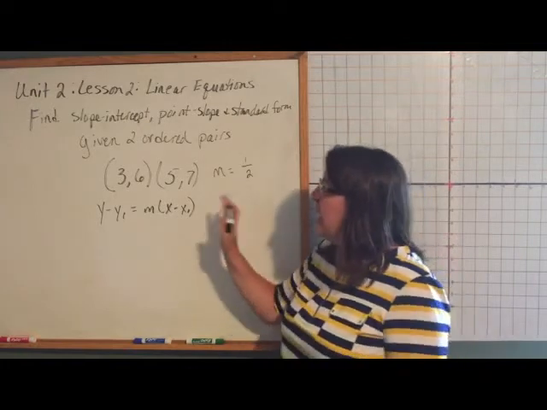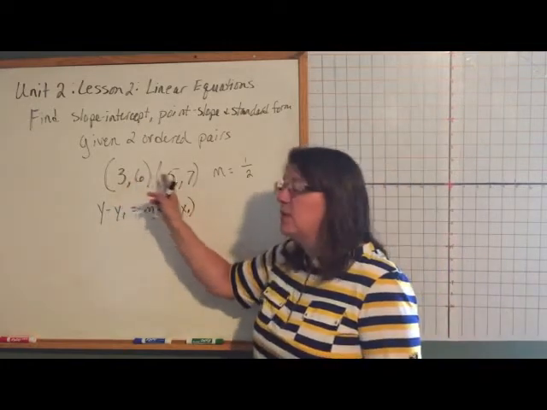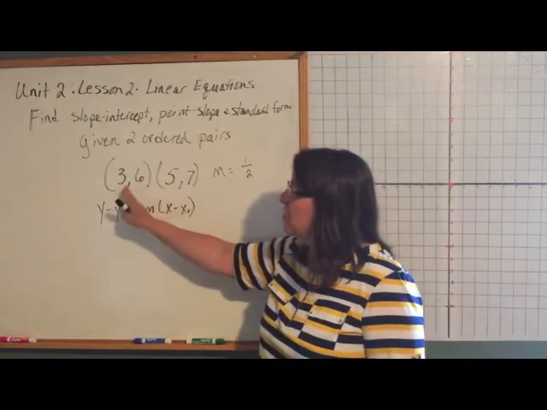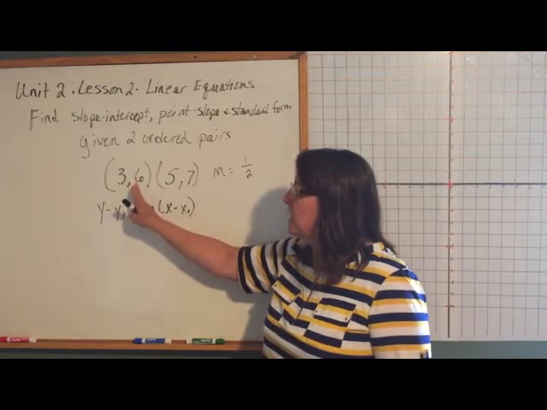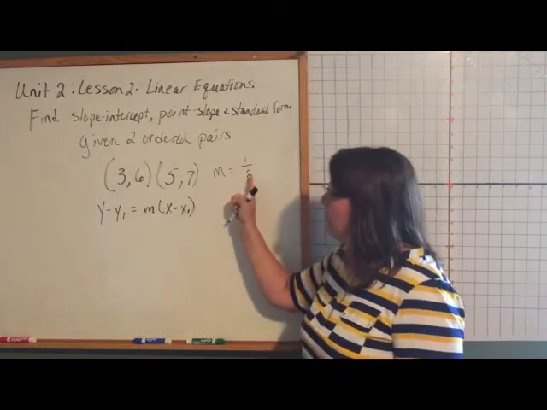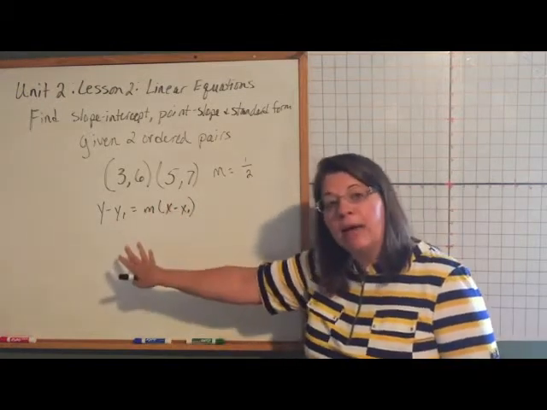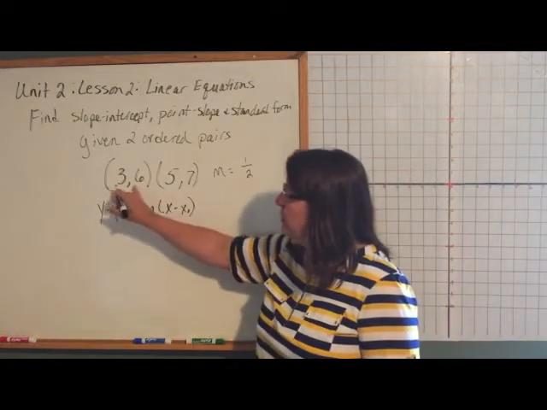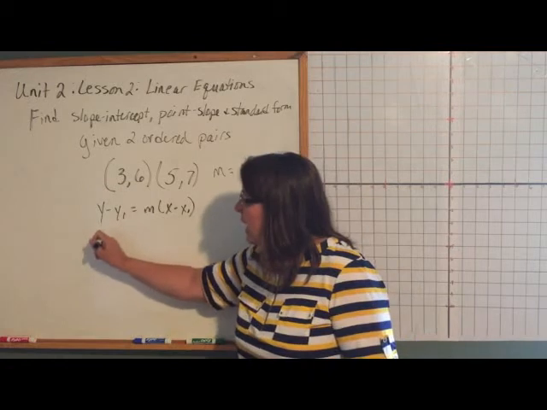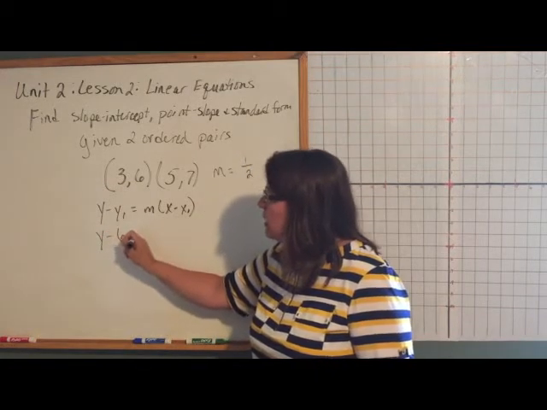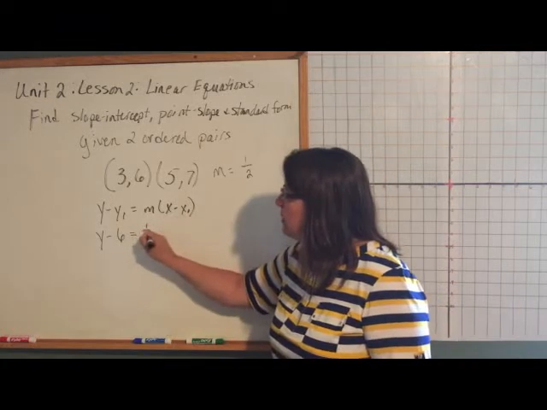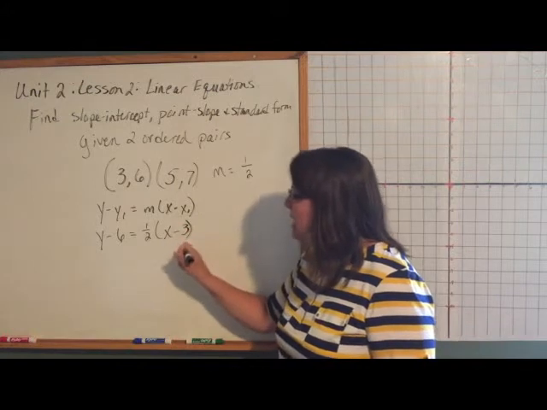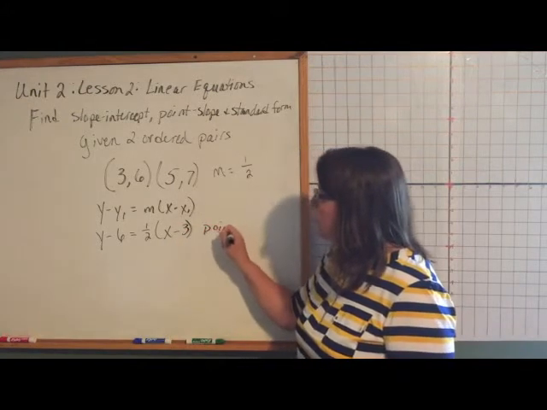So if I do that, at this point you can pick either one of these ordered pairs. It doesn't matter a bit. You can pick either one of them, plug that point in for x1, y1, and I'm just going to choose the first one. We have the slope to plug in, and then that form I can convert to the other 2 forms. So my point slope form, if I plug 3, 6 in, I would have y minus 6 equals, slope is 1/2 times x minus 3. And that is point slope form.